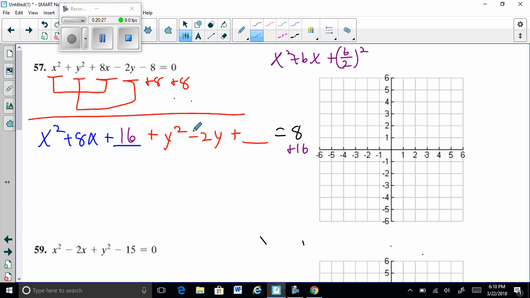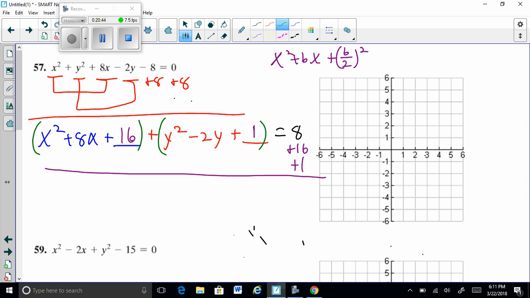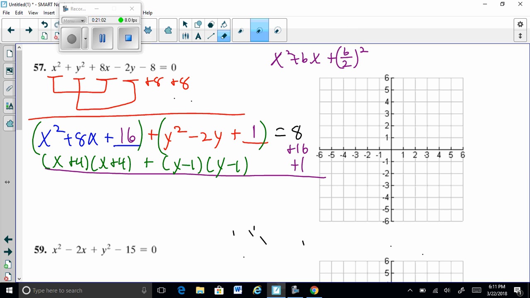So then we'll do the same thing here. Half of -2 is -1. -1 to the second power is +1. So we're going to add a 1 there. So we've got to add it everywhere. And so what happens here is this factors into, and I'll go ahead and write it down so you can see it, x plus 4, x plus 4. And this factors into y minus 1, y minus 1. Okay, and that was kind of the whole idea here. We wanted that to happen.